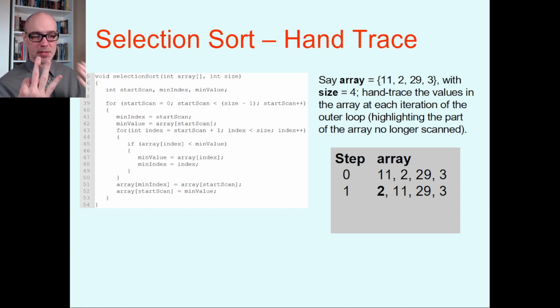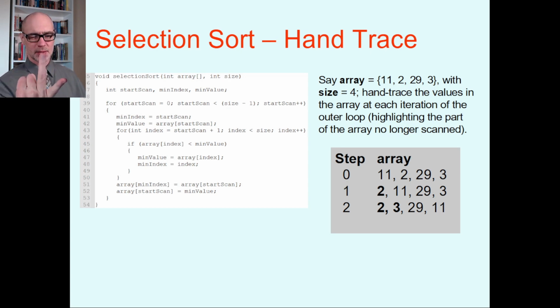So once that job gets done and you're down on line 51, you take this 3 that's currently sitting at the end and you swap it with start scan, which is 1. Again, that's line 52. Array bracket start scan, position 1, which is what you're trying to fill here, is going to get that number 3. And that gets swapped with what's currently here, which is the 11. So at the end of this step, you're going to be looking at 2, 3, 29, 11, because all you had to do is just swap the 3 and the 11. 2, 3, 29, 11.